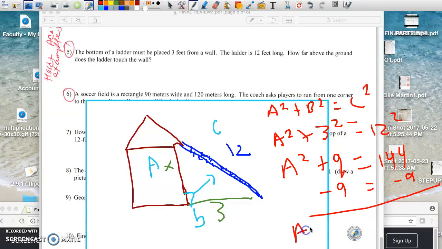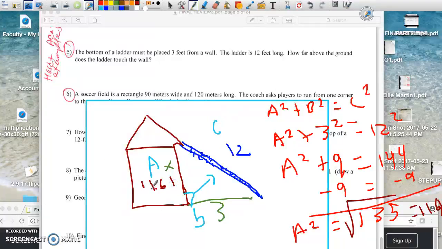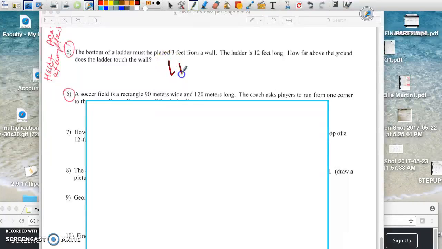So now I have A squared equals 135. Remember, you're going to square root that, which will be about 11.61. Okay, so how far above the ground does the ladder touch the wall? 11.61. So this is 11.61. Okay? 11.61. You should also have a picture for each one of these as well.